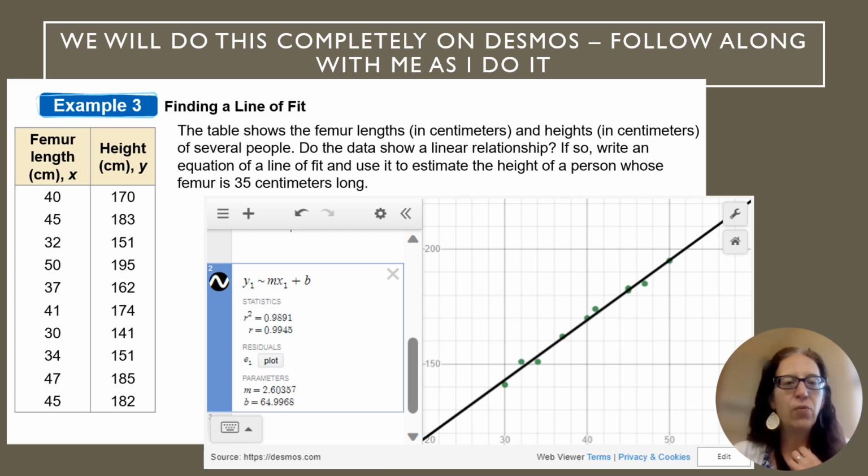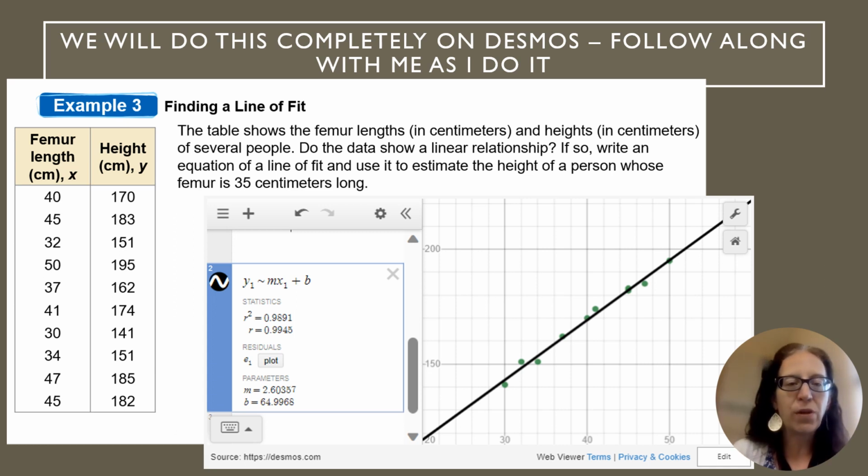So the table shows femur lengths in centimeters and heights in centimeters of several people. Your femur is your thigh bone. And so what they did was they measured people's thigh bones and then they measured their overall height. And it kind of makes sense that the longer the femur, the taller the person probably is. But we don't know if that's going to be a perfectly linear relationship. We kind of have an idea: if your thigh is a long bone in your body, probably you're taller. If it's shorter, you'll be shorter.